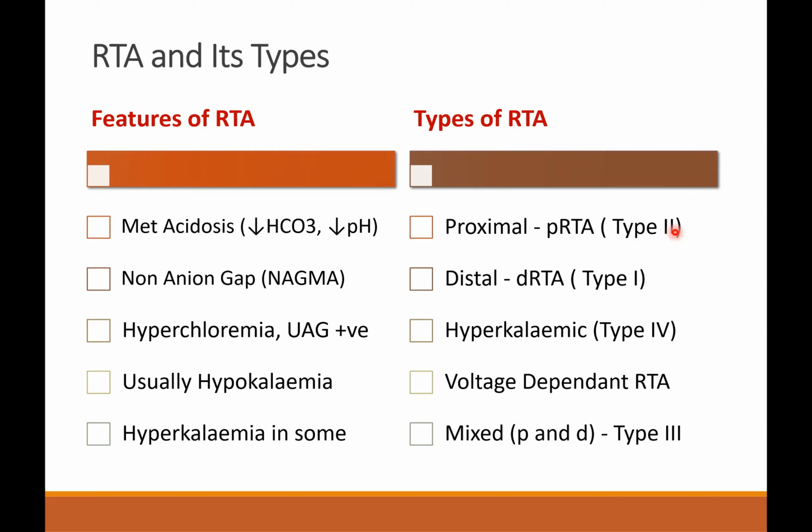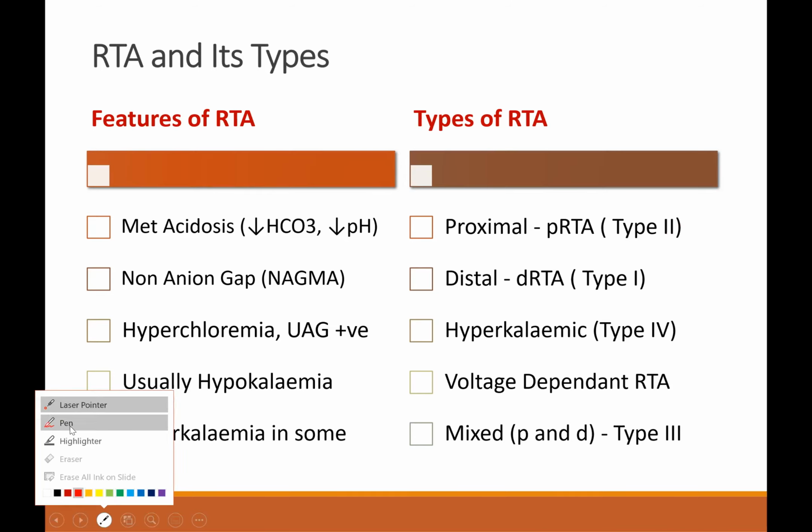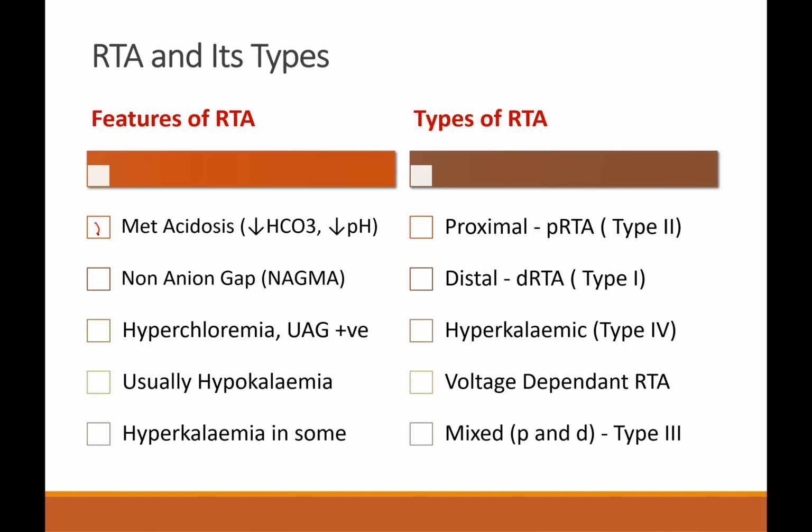Now, what are the types? What is renal tubular acidosis? By definition, it must be metabolic acidosis because it is not related to the carbon dioxide excretion in the lung. So it is a form of metabolic acidosis. So the first foremost feature is metabolic acidosis. Number two, it is a non-anion gap metabolic acidosis.